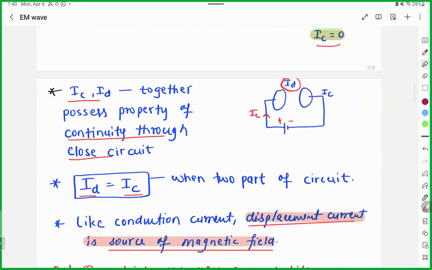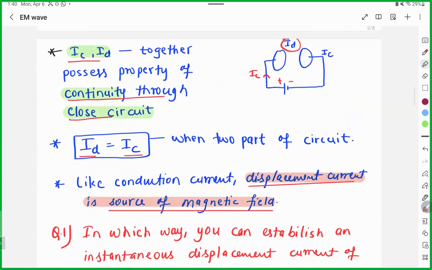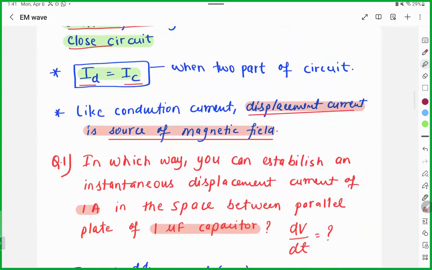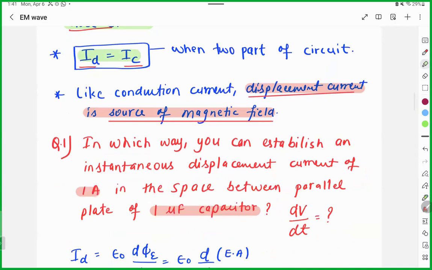What is the benefit of having both? There will be continuity of the closed circuit. The circuit will be closed. And when you take two parts of the circuit, both amounts will be the same. The maximum value of displacement current is equal to conduction current. Correct? Logically, both amounts are the same. So displacement current is also a source of magnetic field, like normal current. All the properties of displacement current are exactly the same as normal current.